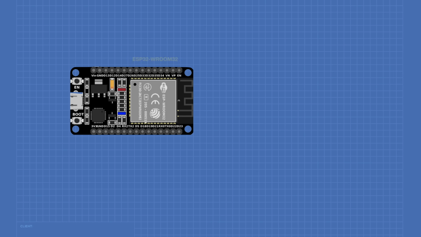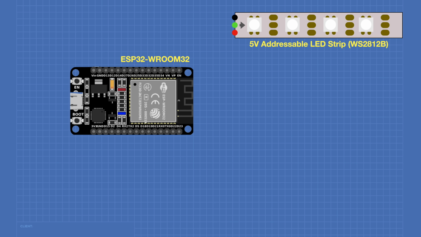Now for my WLED hookup, I'm using an ESP32 WROOM32 module. Now you can use a different ESP32, but you may need to use different pinouts than the ones that I'm using. Of course, you'll also need an LED strip, and I'm using a 5-volt WS2812B. Any 5-volt LED strip should work, and the number of LEDs isn't really that important because you can set that within WLED. For the record, my strip actually has 60 LEDs.